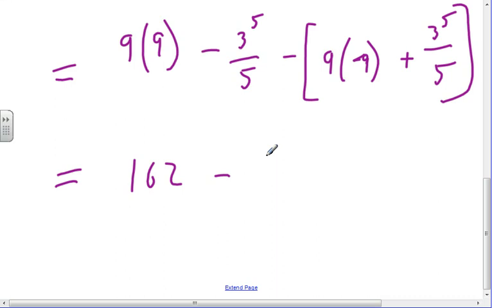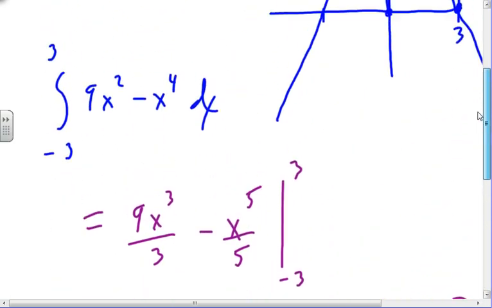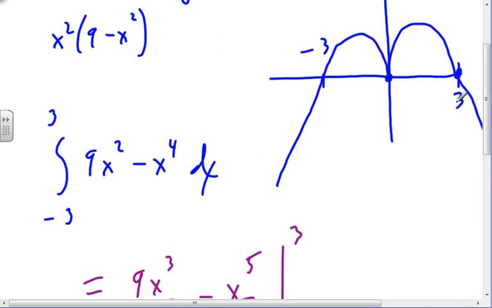Yeah, I don't know what 3 to the 5th is. Well, we'll just put it in here. 3 raised to the 5th is 243, so minus 243 over 5. Okay, so 162 minus 243 divided by 5 equals 113.4. So we'll come back to the original problem and just enter it in our calculator to see if we get the same thing.